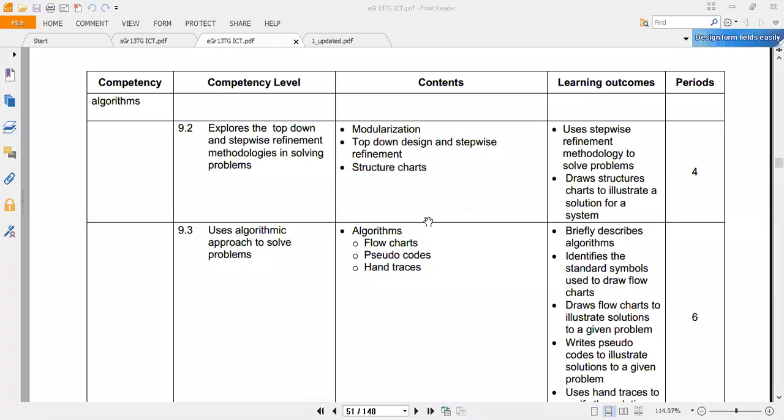This is chapter 9, second video. From this video, I would like to discuss 9.2, explore the top-down and stepwise refinement methodologies in solving problems. The content is modularization, top-down design and stepwise refinement, and structure chart. The outcomes are to use the stepwise refinement methodology to solve problems, and use structure charts to illustrate the solution for a system. Let's go to today's lesson.